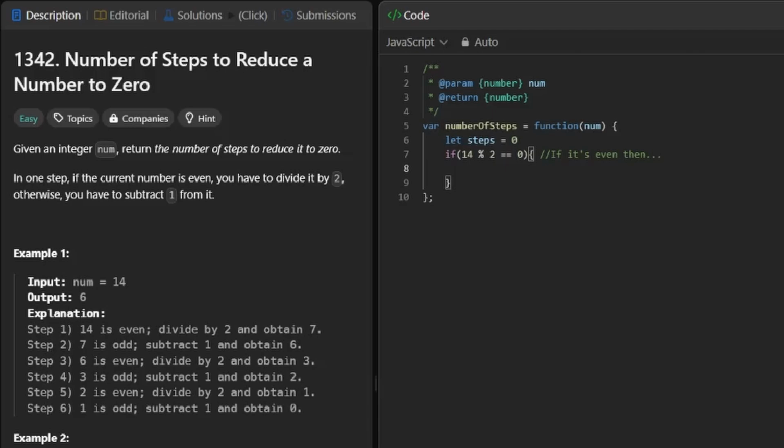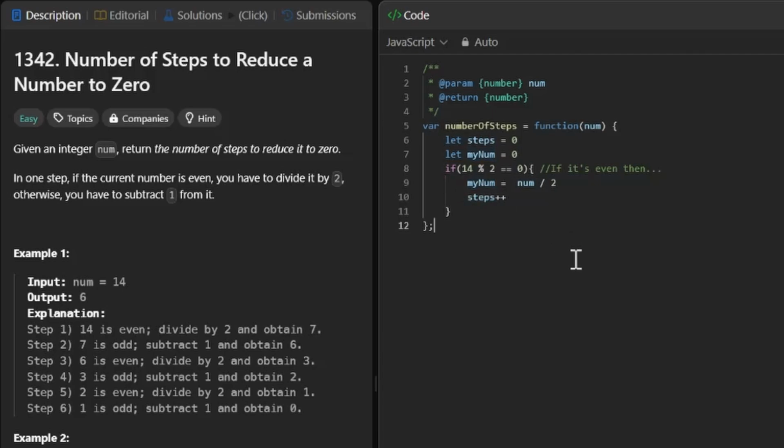So num divided by 2. Maybe steps plus plus. But we need to save this in some sort of a variable, I think. So let my num equals 0. My num equals num divided by 2. I think that's how that works.